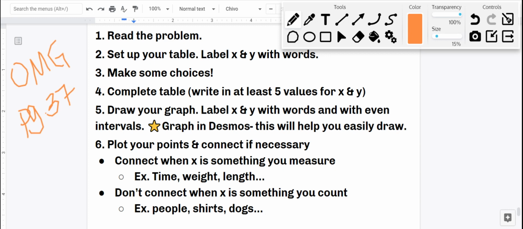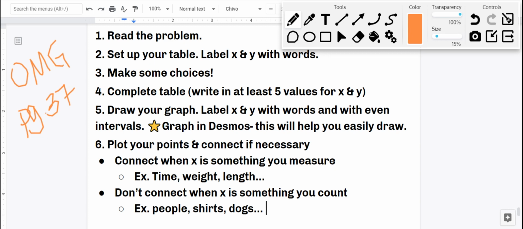So step one, we always read the problem. So the bridge problem, remember, we just read it. A group of workers are planning to paint a bridge. X equals the number of workers, Y equals the length of time it will take the workers to paint the bridge. Okay? Next you always set up your table.